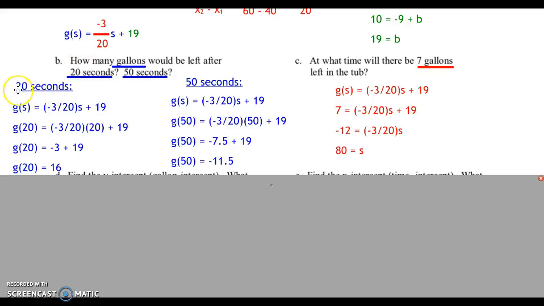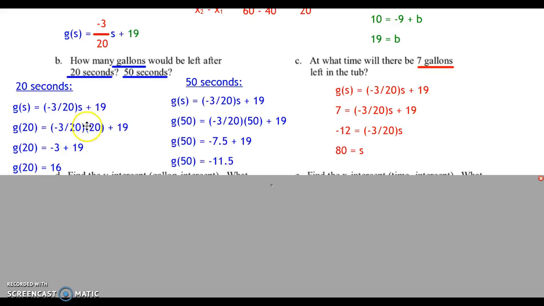On this blue side, I have 20 seconds as my input, one of them anyway. So I took 20 seconds and I inputted it for s. So you notice I wrote down the original function. I turned negative 3 over 20 into a fraction that looks like this because it's easier for me to write. Sorry, folks. G of 20 was equal to negative 3 over 20 times 20 because that s was replaced with a 20. You'll see on the other side that s was replaced with a 50 because we're using a different input. And we're just using the inputs that it asks us to use. If it asked how many gallons were left after 100 seconds, this number would be 100. I did a little math here, and I found this was negative 3 plus 19.